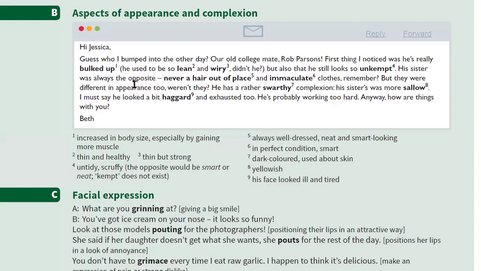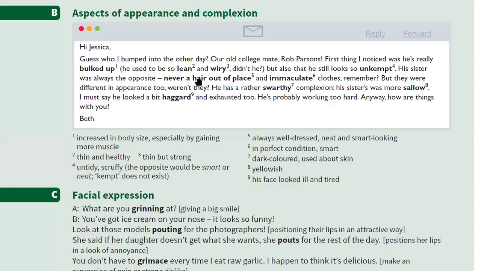Hi, Jessica. Guess who I bumped into the other day? Our old college mate, Rob Parsons. First thing I noticed was he's really bulked up. He used to be so lean and wiry, didn't he? But also that he still looked so unkempt.